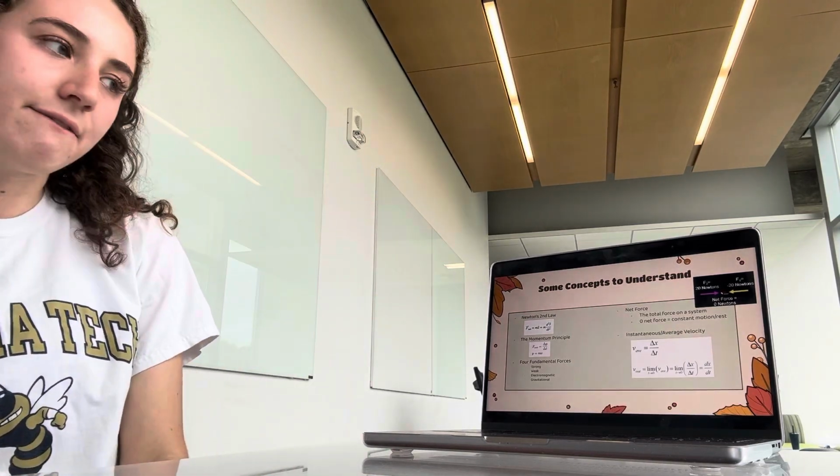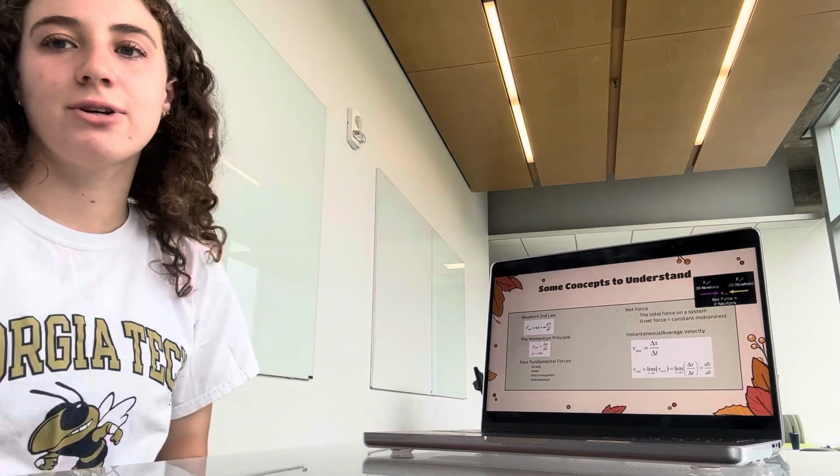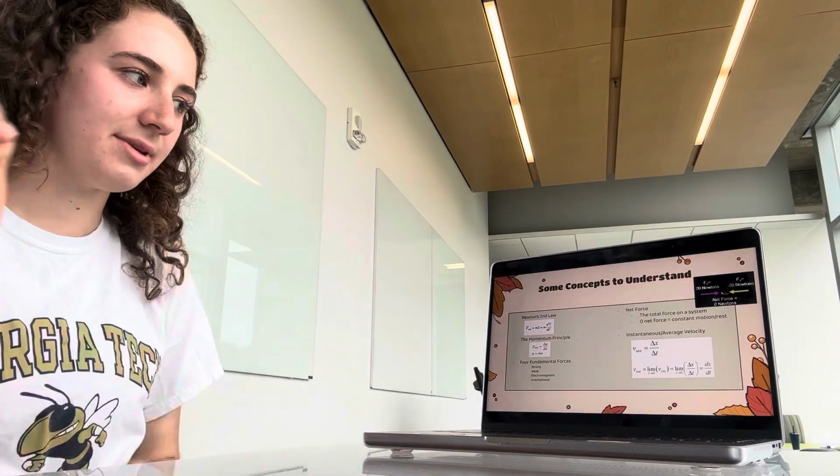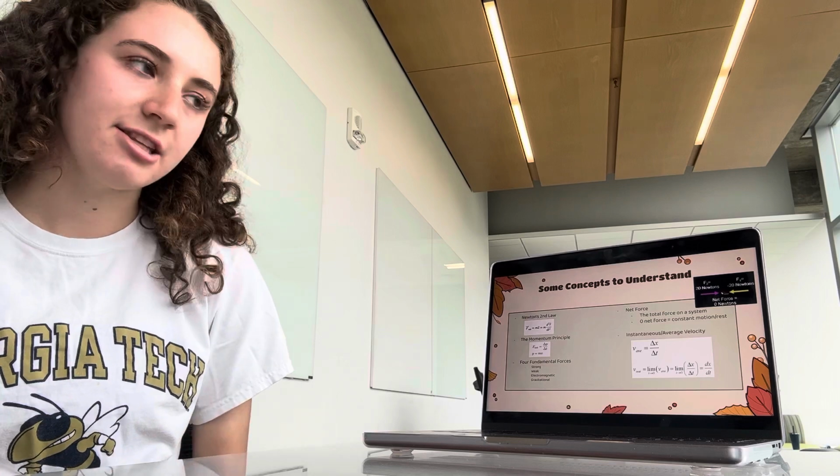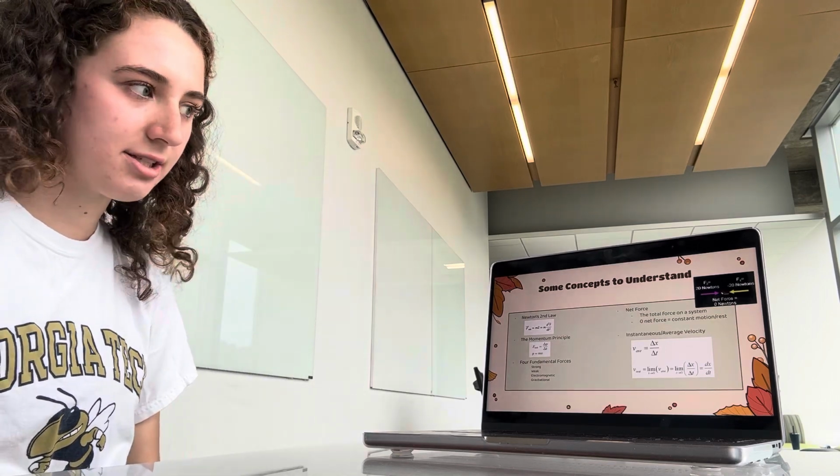Another thing is net force. The net force is the total force on a system in every direction. When there's 0 net force, that either means the object's at rest or it's moving at a constant speed.